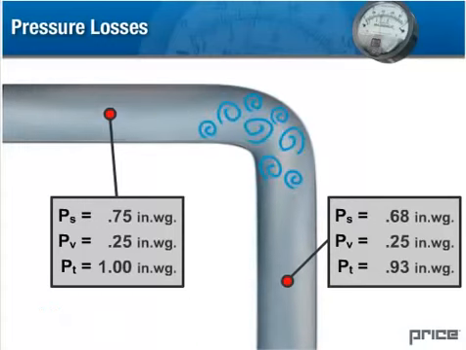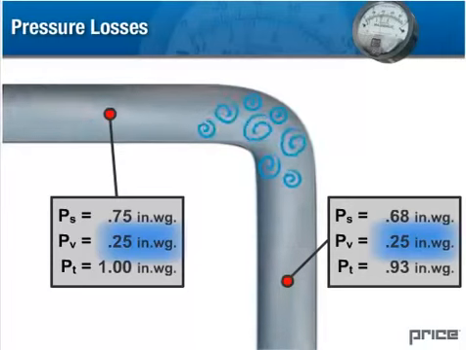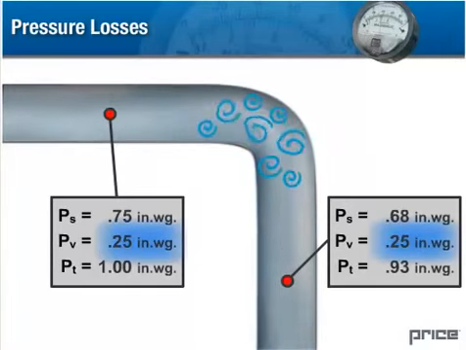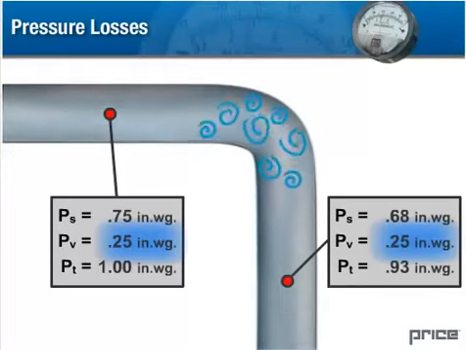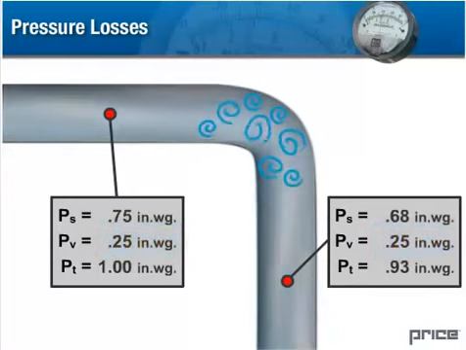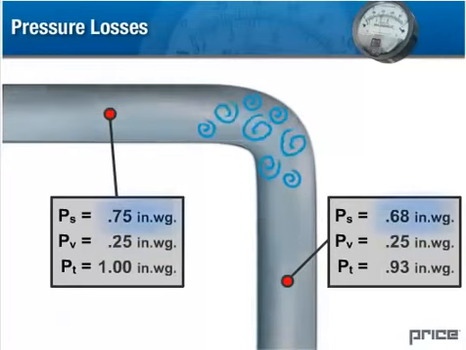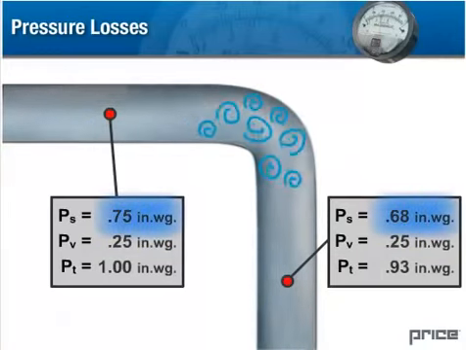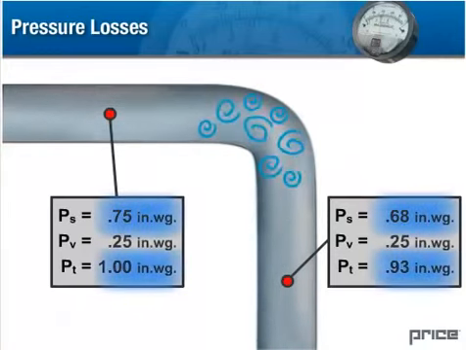Note that the velocity pressure is the same upstream and downstream of the transition. In a duct of constant cross-section, the velocity pressure should be the same no matter where you measure it along the length of the duct. However, obstructions and transitions such as elbows will cause a drop in static pressure and therefore in the total pressure.